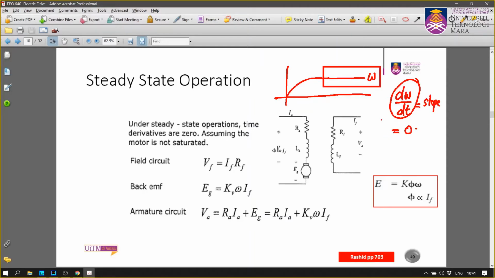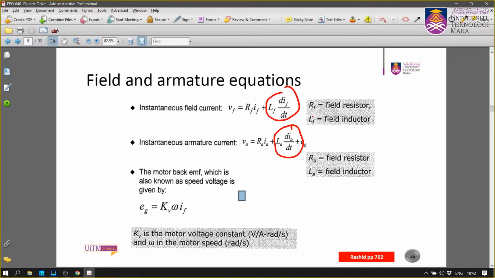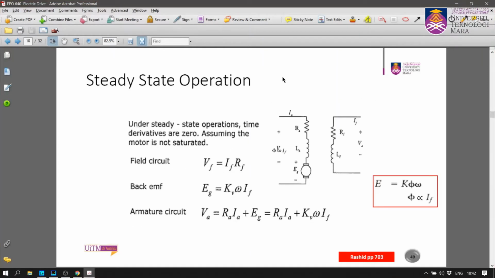So that's why, if you look carefully at the equations, there is LF dIF over dt and LA dIA over dt, isn't it? So if you do that under steady state operation, what is left is only VF equals RF IF. You just take the voltage drop across your R, and you forget the inductor because of the steady state operation. The time derivatives are zero. And then that also goes to the armature circuit, VA equals RA IA plus EG. And then if you replace, you get KV omega IF.